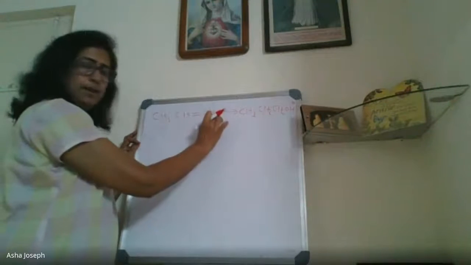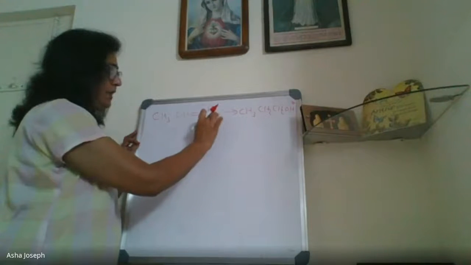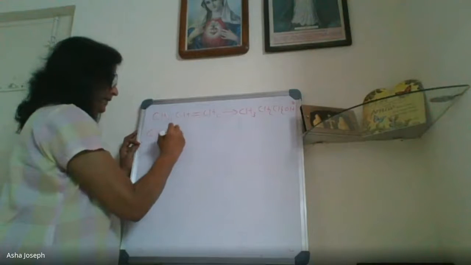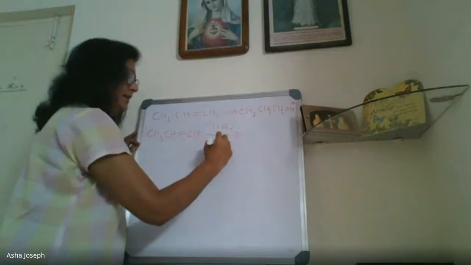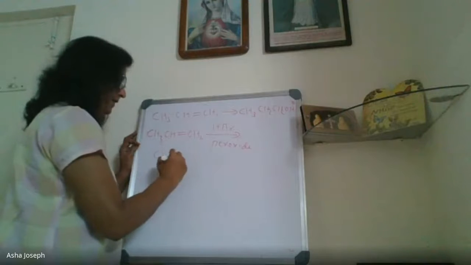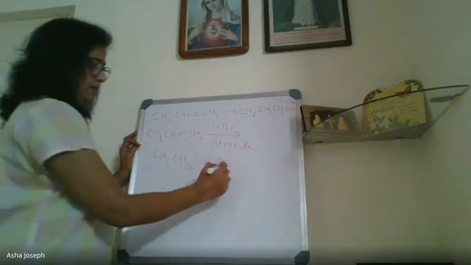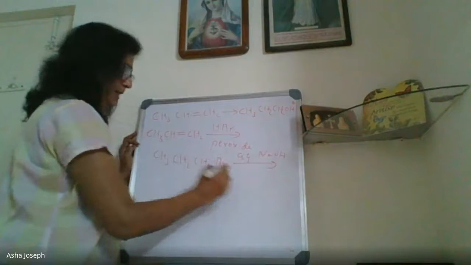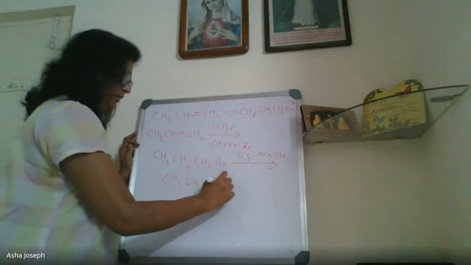So Br should be here, right? If you want Br to come here, then anti-Markovnikov. So CH3 CH double bond CH2, HBr, peroxide is required here. Then you will get CH3 CH2 CH2Br, anti-Markovnikov addition. Now aqueous NaOH. So Br will be replaced by OH. CH3 CH2 CH2 OH. Clear?